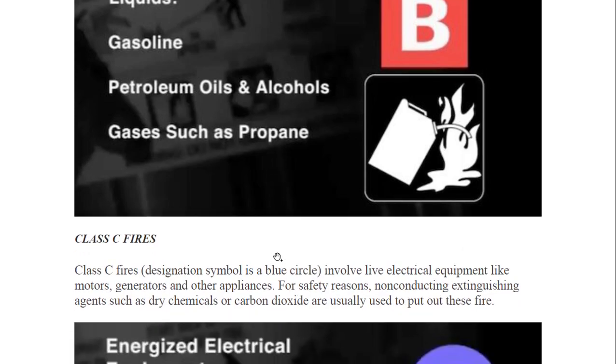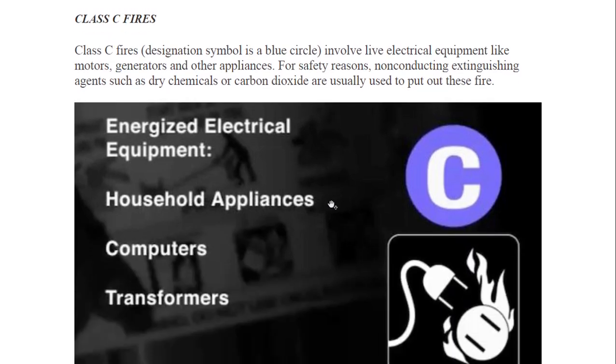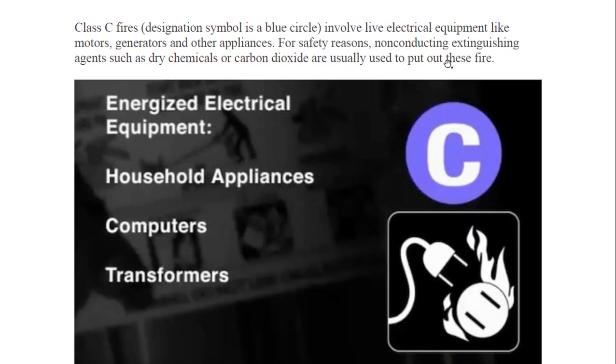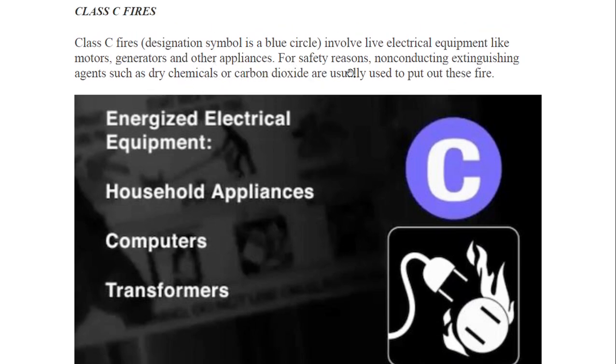Now when we talk about class C, the symbol is a blue circle. It involves live electrical equipment like motors, generators and other appliances. For safety reasons, non-conducting extinguishing agents such as dry chemicals or carbon dioxide are usually used on these fires. So carbon dioxide is also used on electrical fire. This is one difference: in ISO you will find class C fire is for something else, which we are going to see later on. But here in NFPA, class C is specifically for electrical fire.